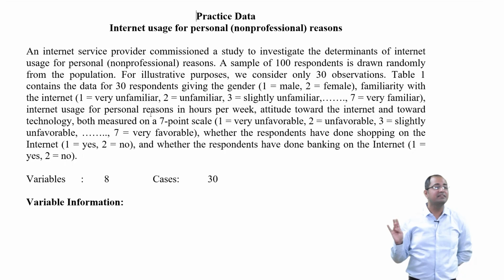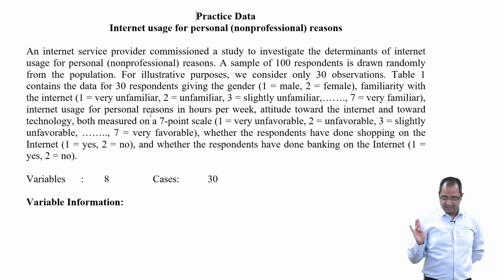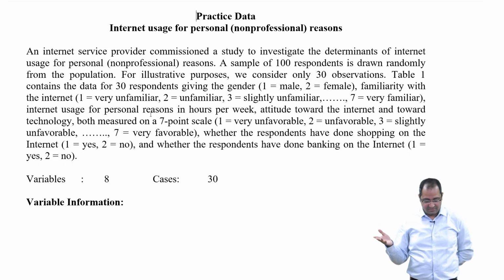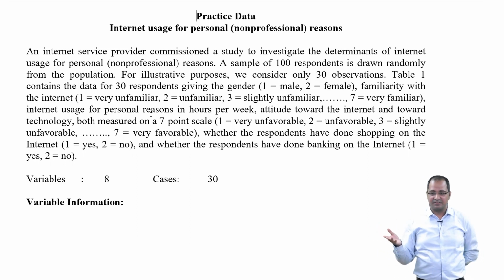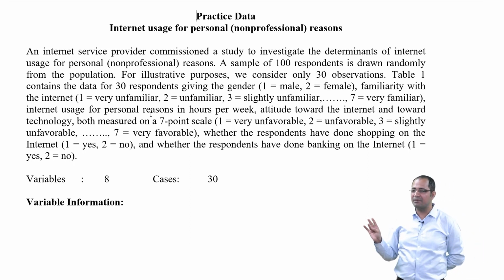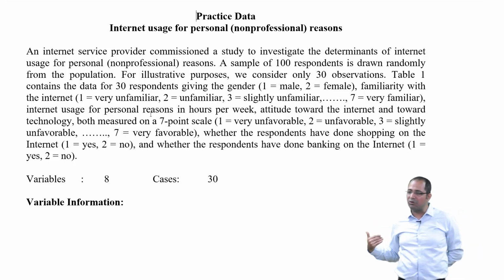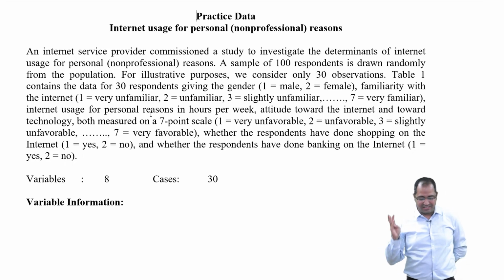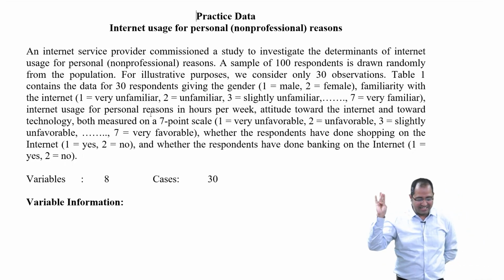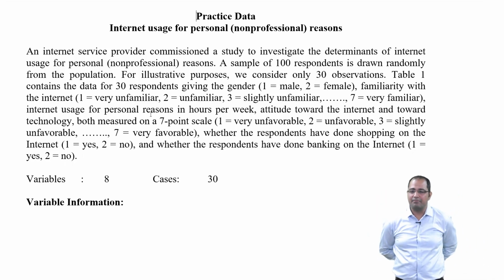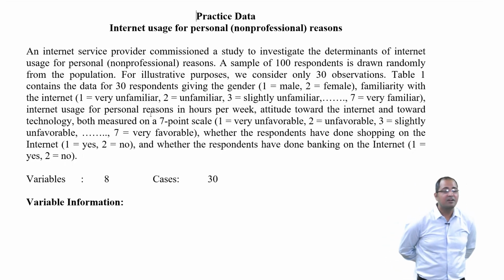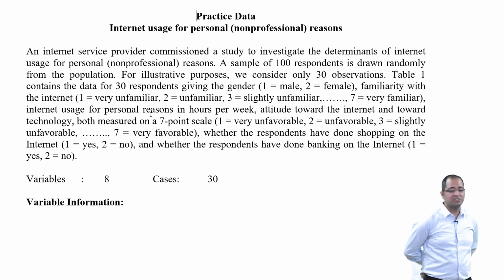Internet usage hours. Familiarity with the internet, who will tell? Familiarity with the internet is the next variable. Read the text, don't go down. First variable is gender, next one is familiarity with the internet. What is this variable, familiarity with the internet? Just read the scale points.